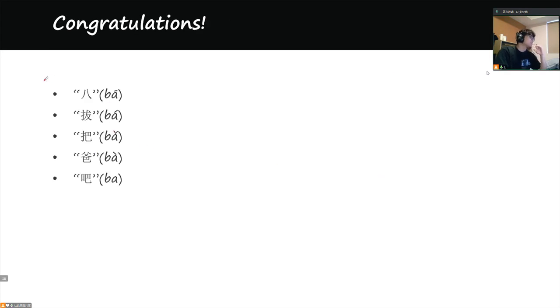Okay, so this is the correct answer. The first one 八 means 8, the second one 拔 means pull out, the third one 把 means handle, the fourth one 爸 means father, and the last one 吧 is also a word we usually put at the end of a question.